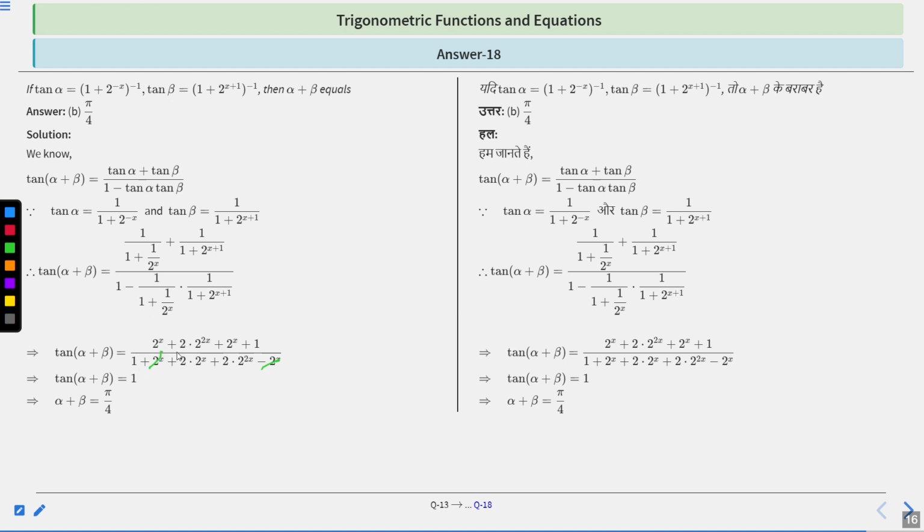Now, you can easily see that the numerator and the denominator are the same, right? All the terms of the numerator and the denominator are the same. Therefore, it will cancel out, and on the right hand side we are left with 1. Therefore, tan(alpha plus beta) is equal to 1. Right? Therefore, alpha plus beta is equal to pi by 4. Got it? So, option B is the right choice. Option B, pi by 4, is the right choice.